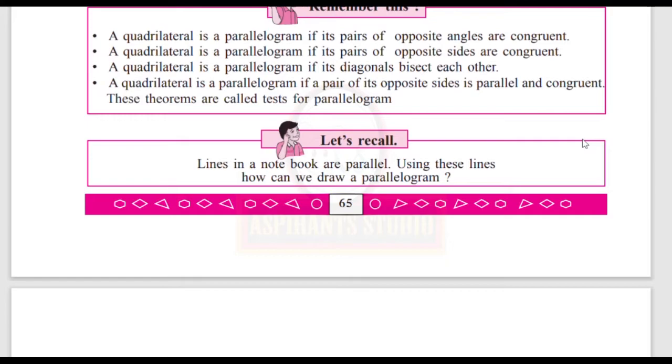Let us make a recap. Recap of tests for parallelogram.